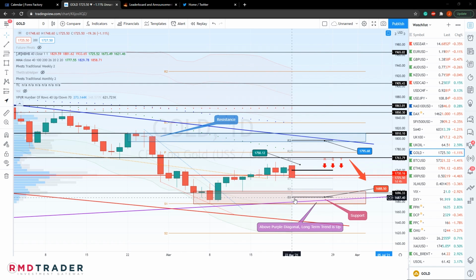And of course, a bounce from this level will then see price move back, perhaps towards that swing level that we have at 1,750. A break above that, seeing price likely test overhead diagonal resistance at 1,795, with a break above that possibly opening up further upside.